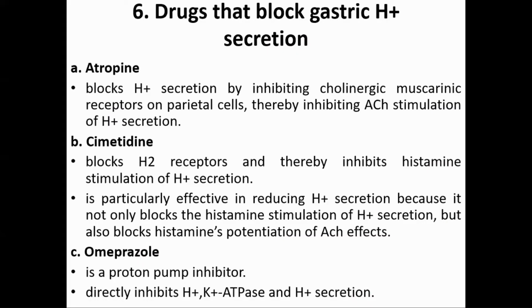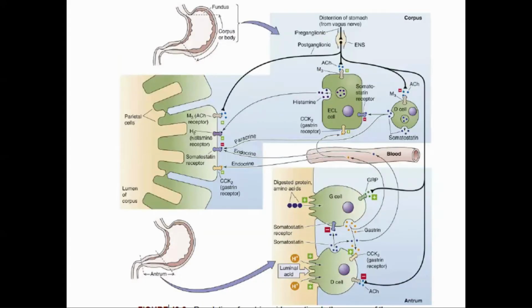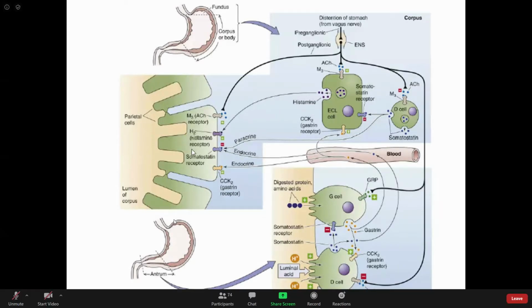Last time we had discussed the secretion of HCl from the parietal cell. Let's just revise about the last class. This is the parietal cell.